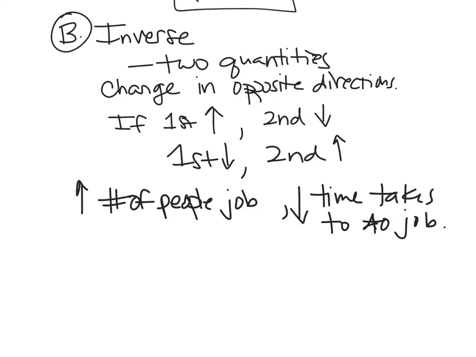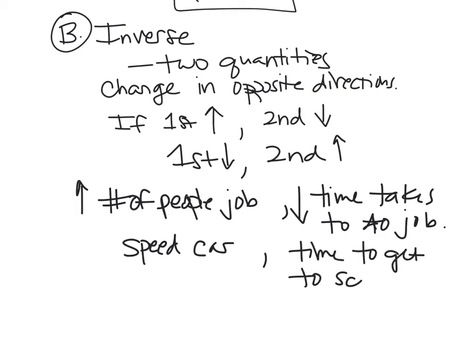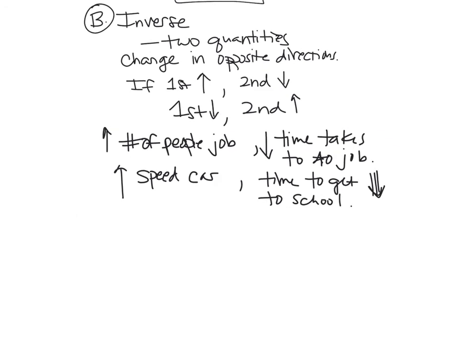So that's great. Another example would be the speed of your car in the morning when you're driving to school and the time it takes to get to school. Unless you're speeding and you get a ticket and it takes you longer. But if you're going faster down the street or on the freeway, then it's going to be less time to get there. If you've ever sat in traffic, you understand that very well.